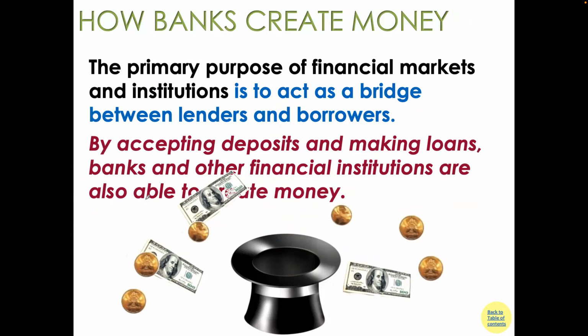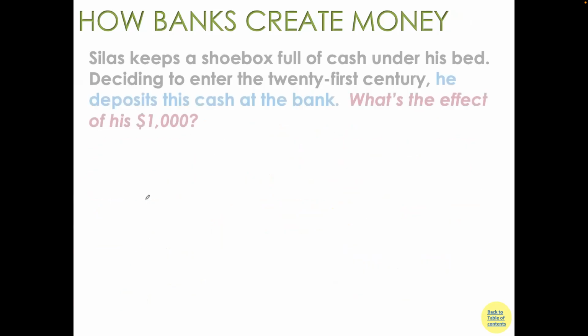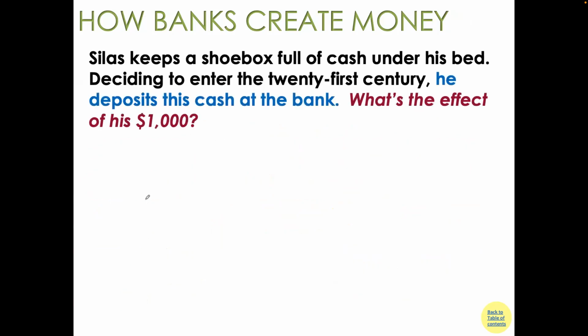Actually, this is another time we look at the multiplier. Just look at this case study, think about a story. Just imagine there's an individual, Silas, or you can think about this as yourself. Silas used to keep a shoebox full of cash under his bed. Now he decided to deposit his cash, or his savings, in the bank. Now, how would that affect money supply? Let's see, what's the magic?